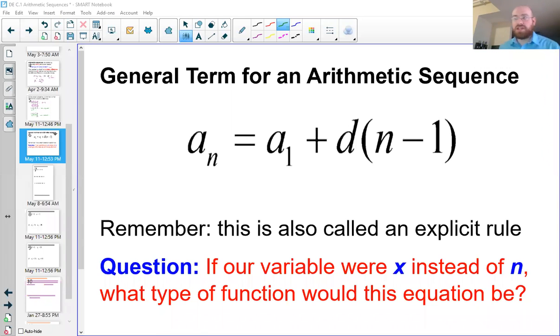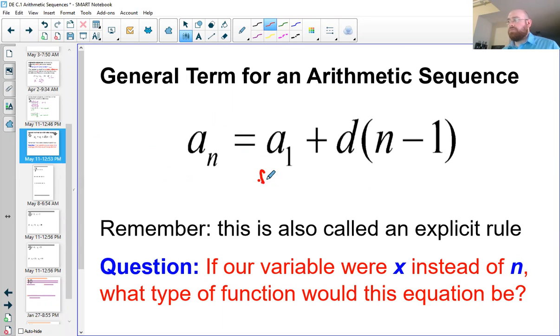Welcome to our third lesson on arithmetic sequences. In this video, we are going to be looking at writing general rules or general expressions, explicit rules for our arithmetic sequences. So the general term an is given by a1 plus d times n minus 1.